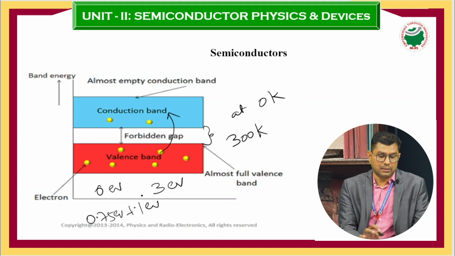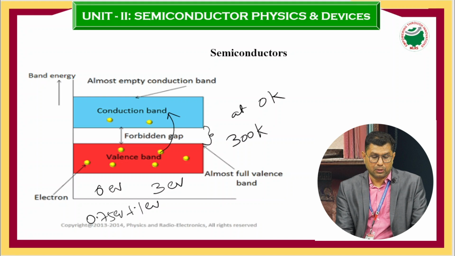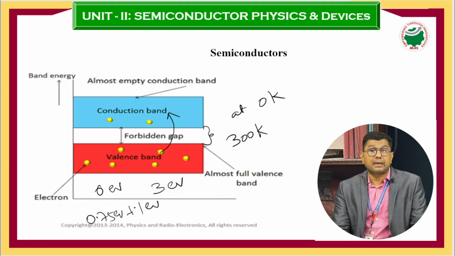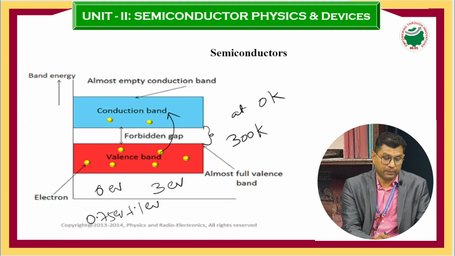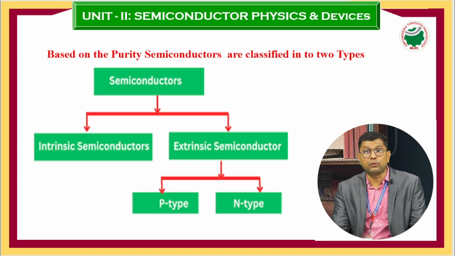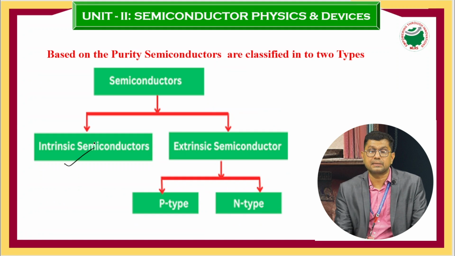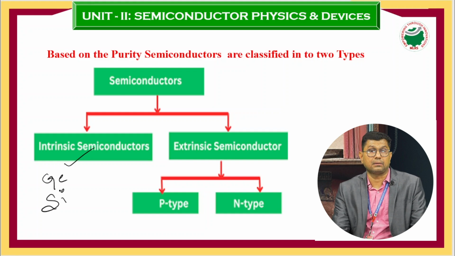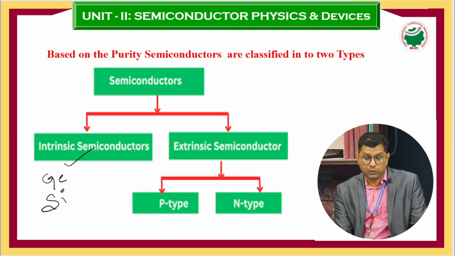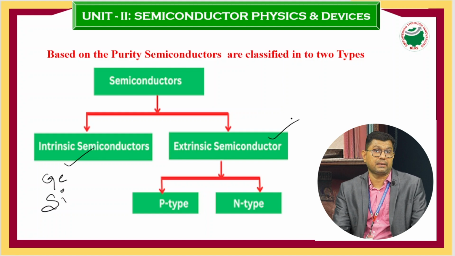In nature, there are two types of semiconductors available. Those are intrinsic semiconductors, which are available in pure form. Pure form semiconductors are called intrinsic semiconductors. Examples of intrinsic semiconductors are germanium and silicon. If you dope these intrinsic semiconductors with different dopants, then they are called extrinsic semiconductors.